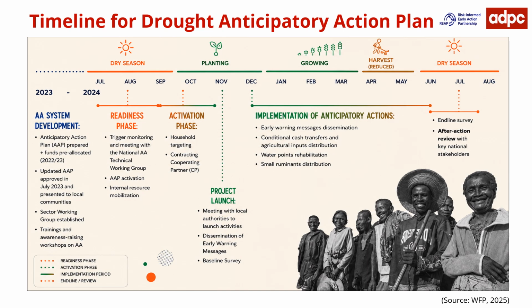The Activation Phase, around the planting window: household targeting and contracting a cooperating partner, followed by project launch, a meeting with local authorities to launch activities, dissemination of early warning messages, and a baseline survey. Implementation of anticipatory actions then runs through the growing and reduced harvest period: early warning message dissemination, conditional cash transfers and agricultural input distribution, water points rehabilitation, and small ruminant distribution. And finally, as the dry season returns, an endline survey and an after-action review with key national stakeholders. Source: WFP, 2025.